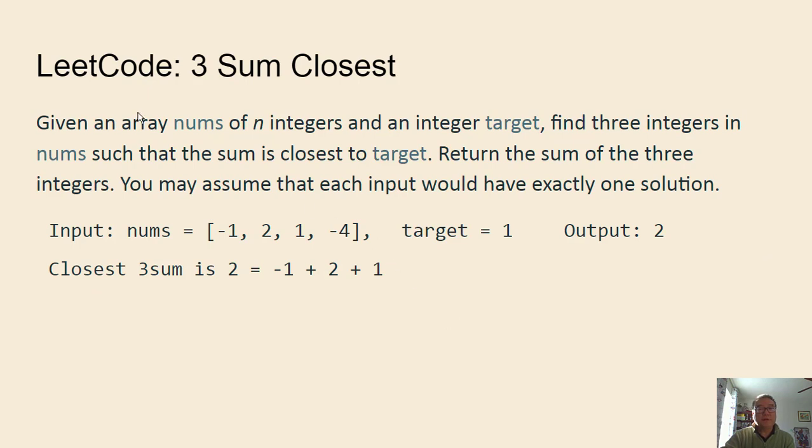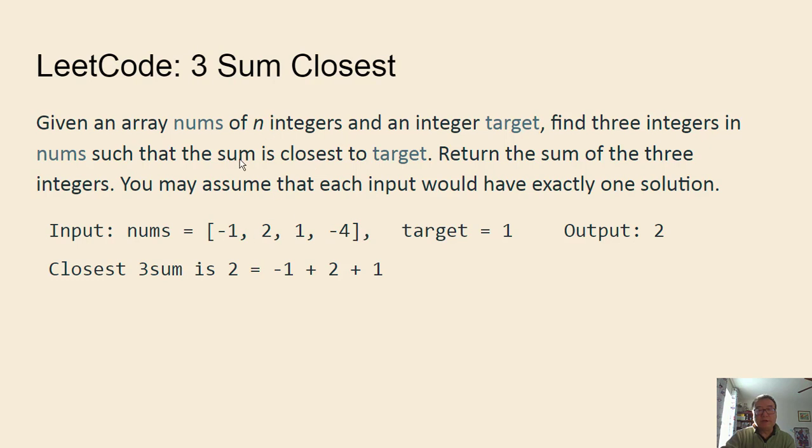So here we want to look at 3 sum. We are given an array of n integers and we are given a target. We want to find 3 integers so that their sum is closest to the target. When we find it, we return the sum of the three integers. For example, if we are given these 4 numbers and our target is 1, then the closest sum we can reach is 2 by taking these 3 numbers.